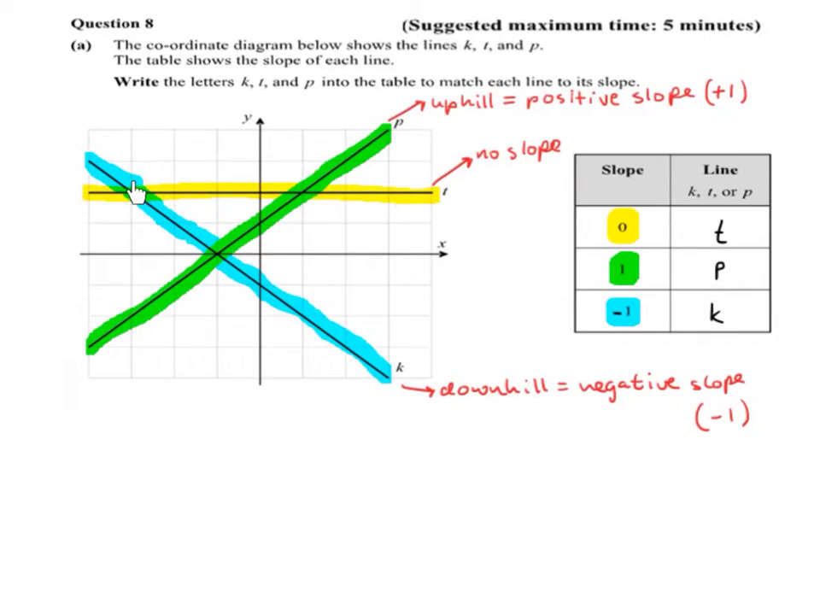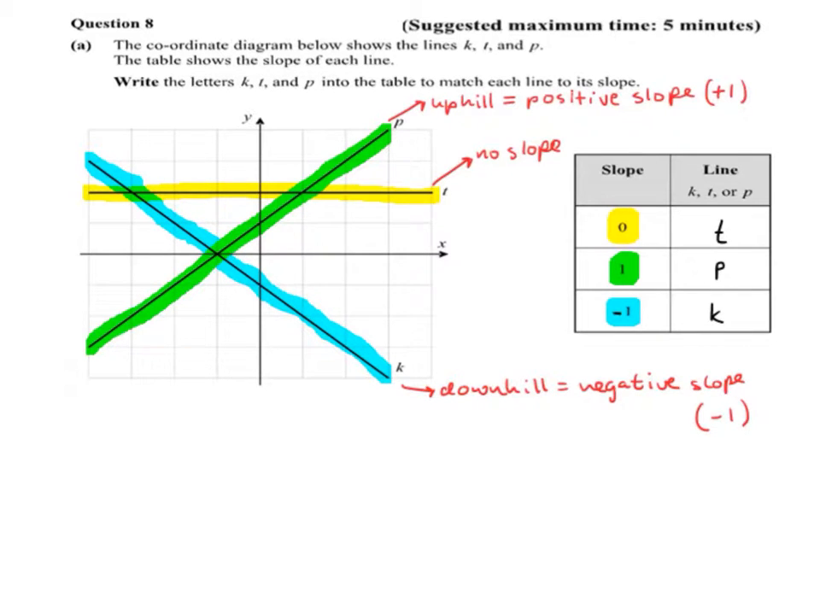And then K is our last line, and we can see that it's going downhill. So we read this graph from left to right, and it's going downhill. So it has a negative slope. So it has a slope of -1. So -1 matches up with K. K has a negative slope, it's going downhill.